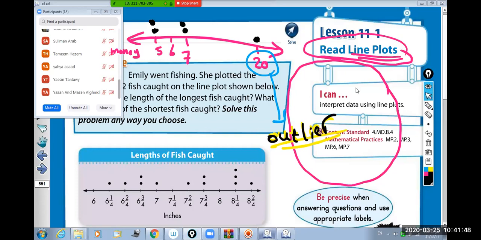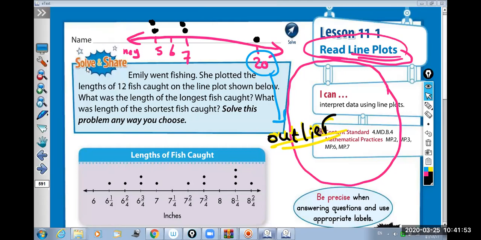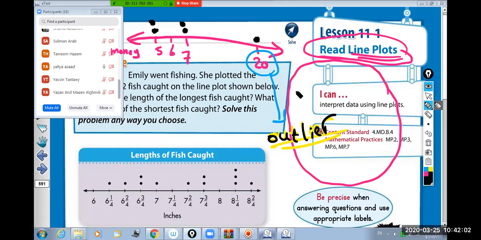I will check one student, like Yahya. Yes, mister. How are you? Good? Fine. What do you think about why I said that 20 is an outlier? Because 20 is far from the numbers or close? Far. Far. I will give you an example from real life, Yahya, and you have to focus with me.